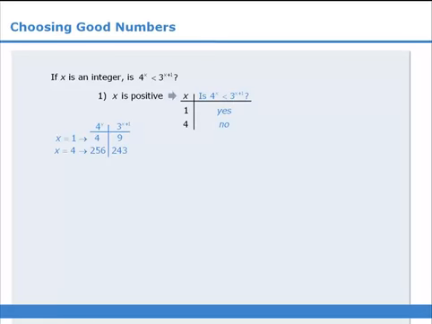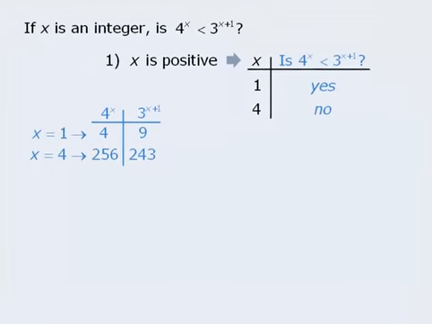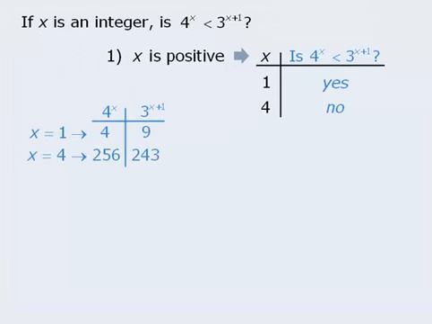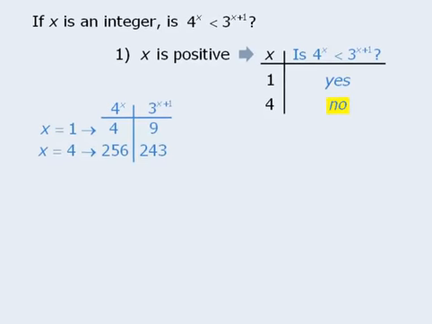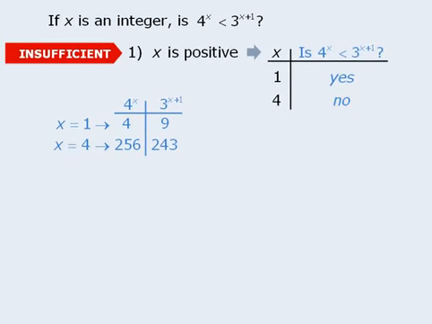In the last lesson, we examined the table method, which can be used to organize results when testing the sufficiency of a statement. Now, during that lesson, we solved the following question. Here we saw that when x equals 1, the answer to the target question is yes, and when x equals 4, the answer to the target question is no. Since we were unable to definitively answer the target question, we correctly concluded that statement 1 is not sufficient.